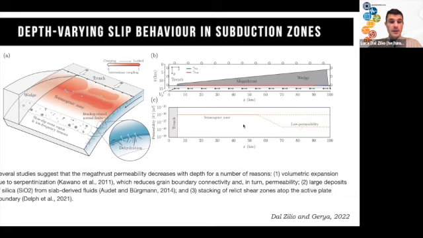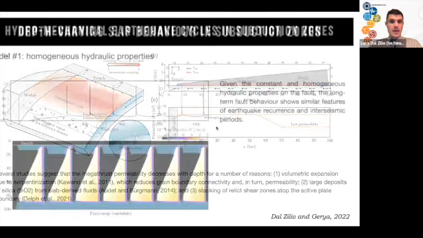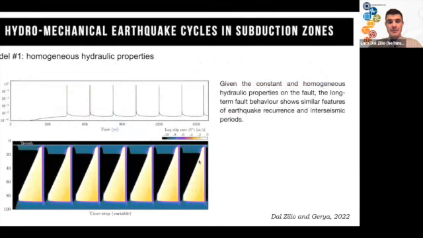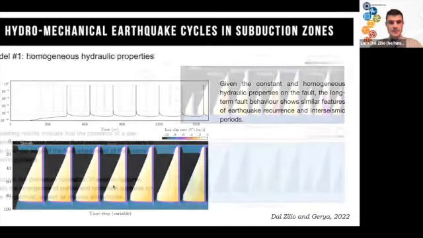And we try to understand how the presence of this depth-varying permeability can control the occurrence of seismic events and slow slip events. Here you can see an example of this type of simulation when we assume constant permeability, and the model results in complete rupture within the megathrust with recurrence times that are quasi-periodic. And so you can see that we have a sequence of seismic events with quasi-regular interseismic periods.